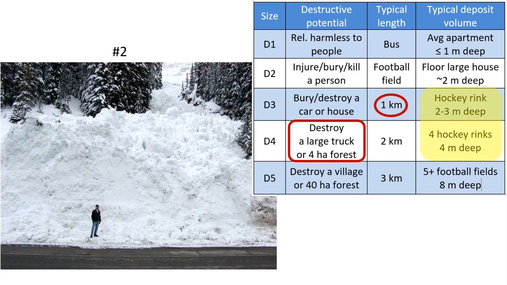This deposit extends a ways to the left of the photo, and part of the deposit has been removed by loaders. It could easily fill a hockey rink or 2 tennis courts at least 3 meters deep, but is not close to filling 4 hockey rinks 4 meters deep. So the volume points to a D3. Since we are confident in the destructive potential, this avalanche is a D4 according to the interpretation guidelines.